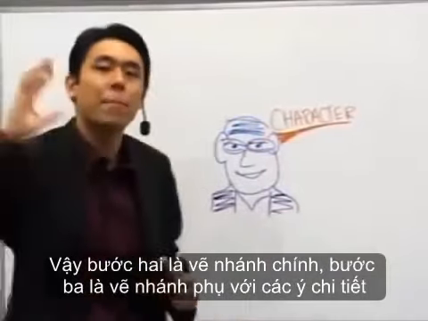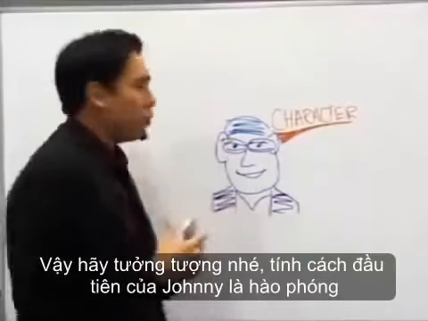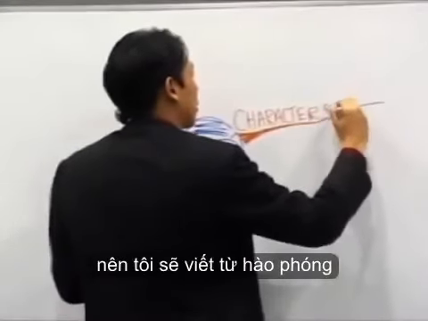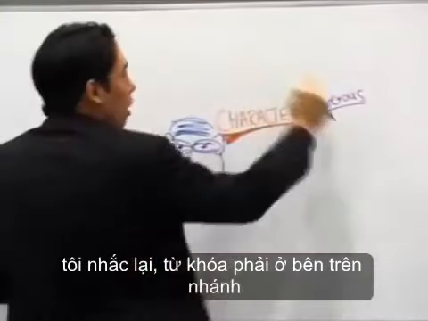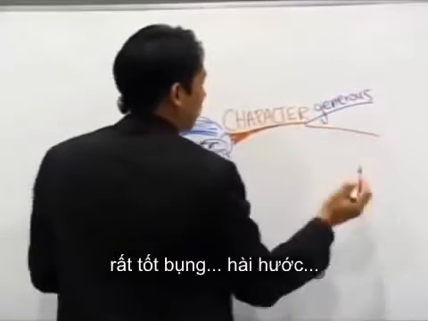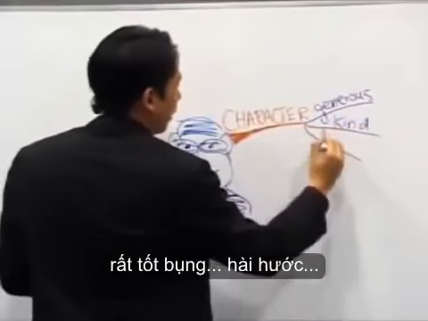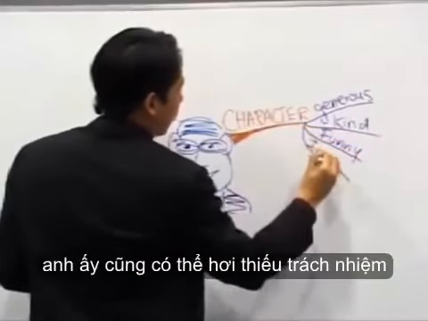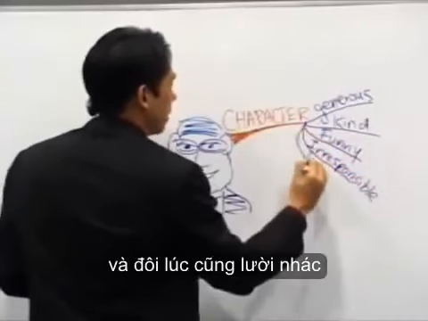So under character, what can we talk about this person's character? Again, I'm making stuff up, right? So let's imagine for Johnny, the first part of his character is he's very generous. Okay, so I'll write the word generous. Once again, it's a key word. The word must be on the line. So besides being generous, maybe he's also really kind. At the same time, he's a very funny person. But at times, he can be a bit irresponsible. And sometimes even a bit lazy.